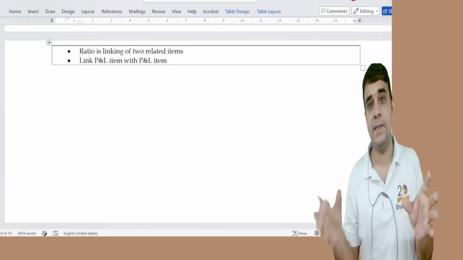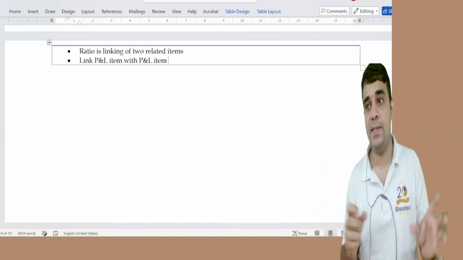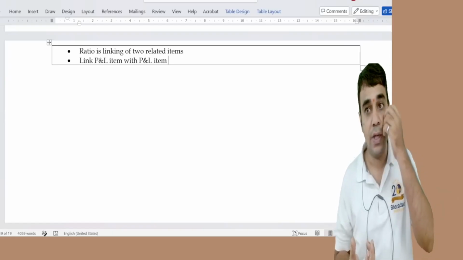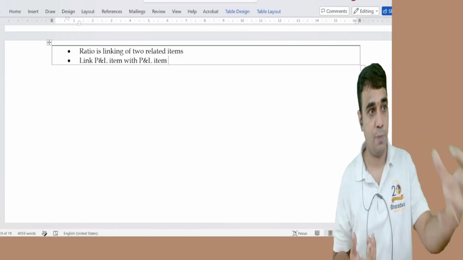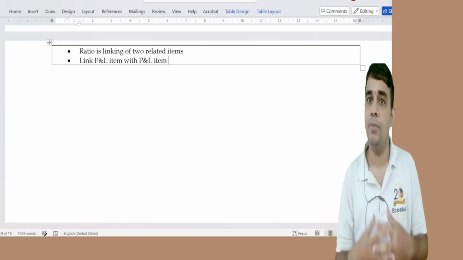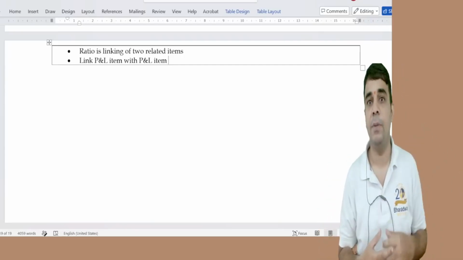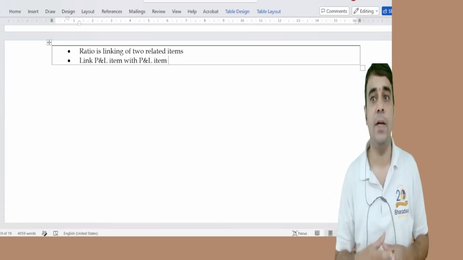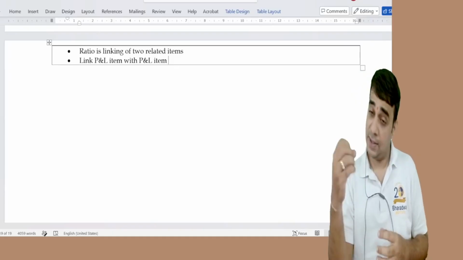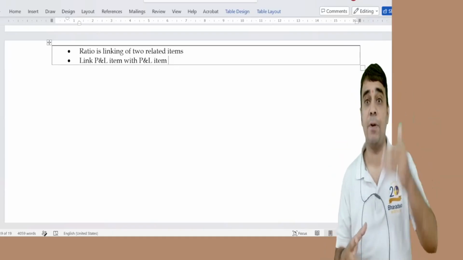Gross profit and sales is a linked item, and that is technically called what ratio? GP ratio. Gross profit from the P&L, sales from the P&L, link them together. Net profit from the P&L, sales from the P&L, link it together. Direct material cost from P&L, sales from P&L. Direct material as a proportion of sales.